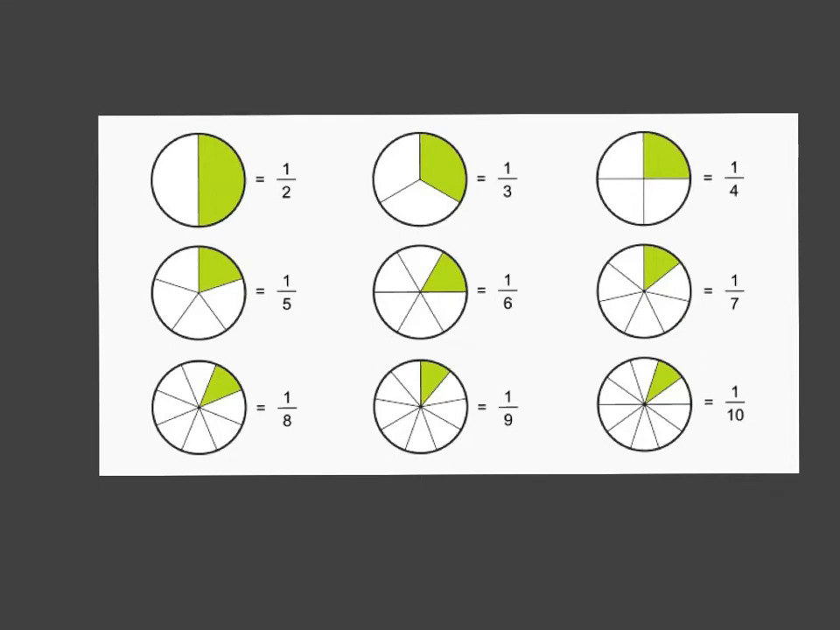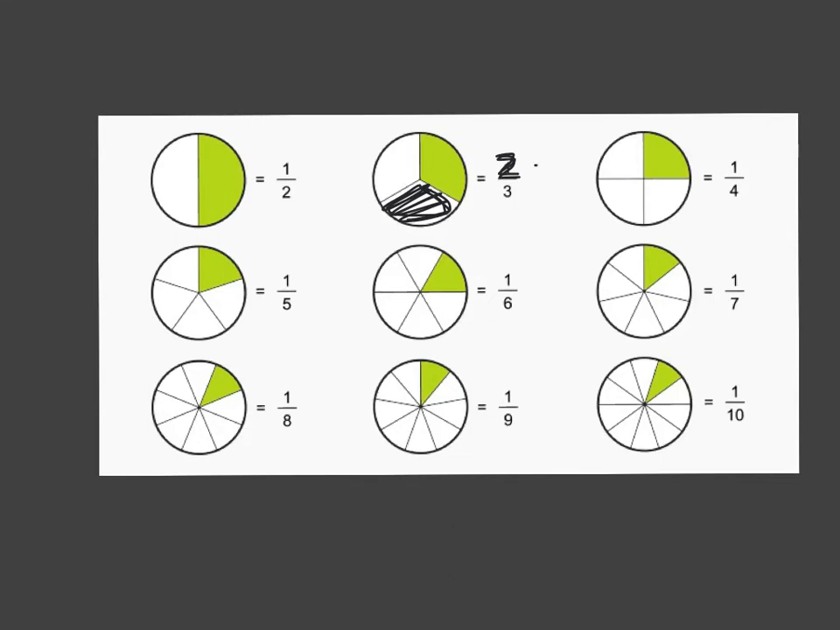6 equal parts with one shaded equals 1/6. 7 equal parts with one shaded equals 1/7. 8 equal parts with one shaded equals 1/8. 9 equal parts, one is shaded equals 1/9. 10 equal parts and one is shaded equals 1/10. Now let's take a look up here at 1/3. If we shaded in one more of these equal pieces, then our fraction would change to 2/3.